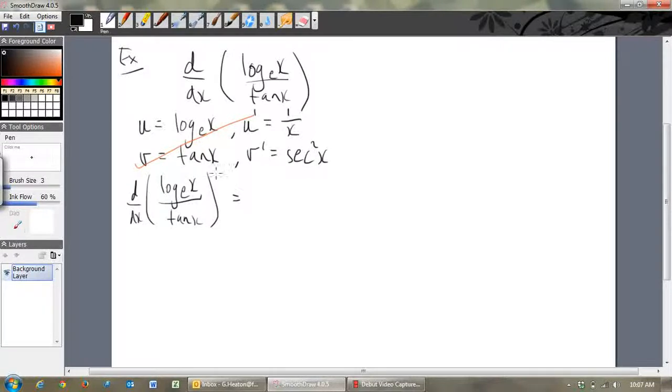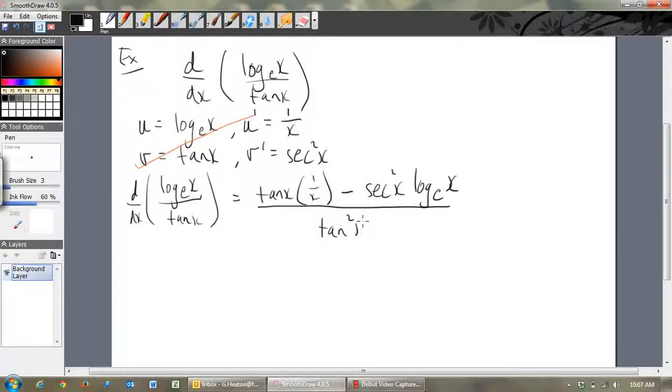So the derivative of that with respect to x is equal to, remember with the quotient rule, you do the tick and you go this times this first. So it's going to be tan x times 1 on x minus this times this, minus sec squared x times log e x. All of that divided by, wherever the tick starts, squared, so tan squared x.